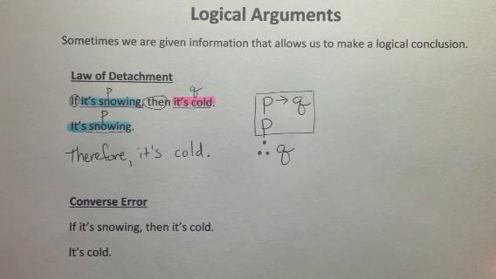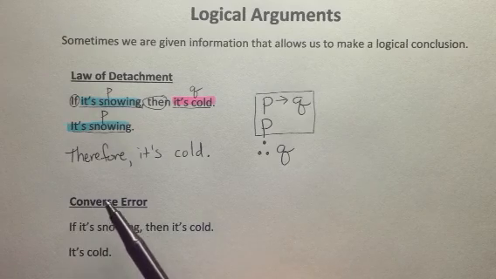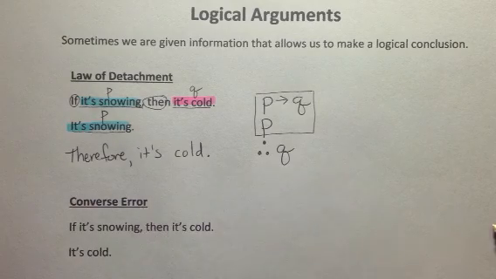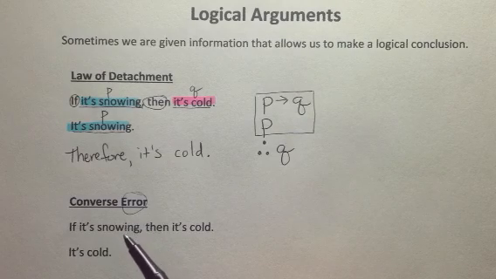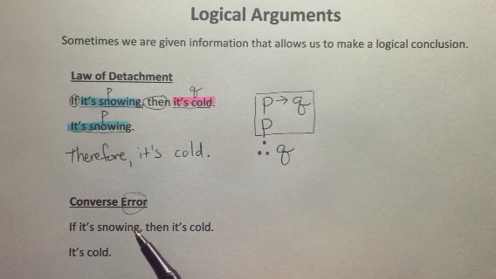The next one I'm going to show you is actually invalid, and I'll make that very clear after I go over it. It's called the converse error. It's an error. It's not valid. But I want to show you this one because it's such a common mistake. Most people fall for this, me included. There are many, many invalid arguments, but I'm only going to talk about this one just because it's so common.